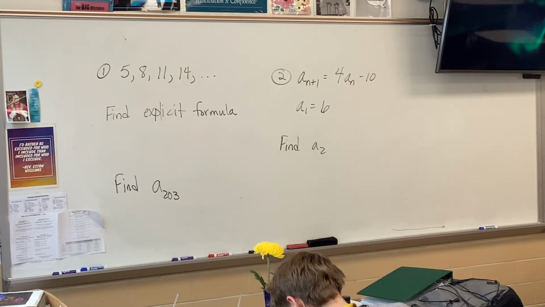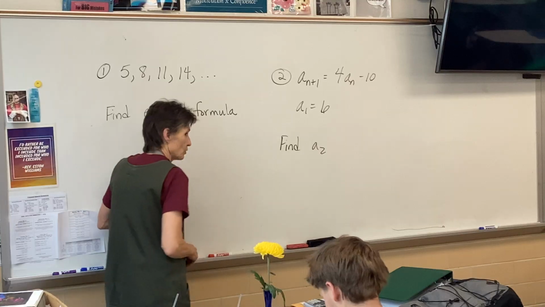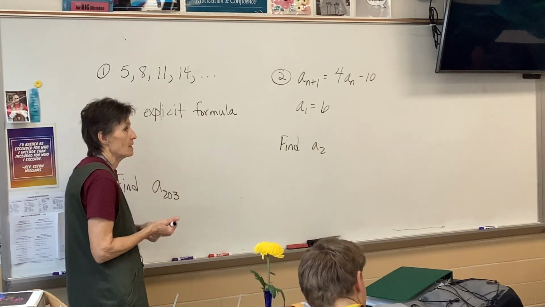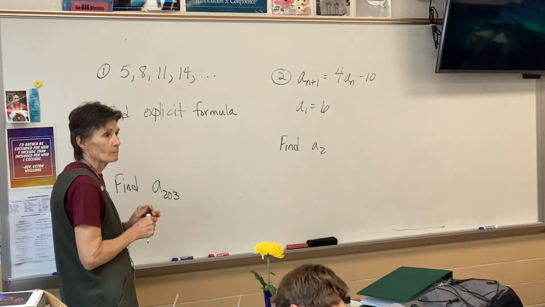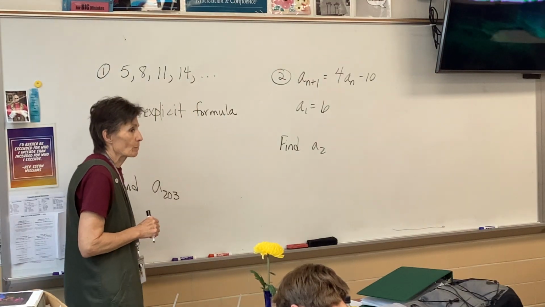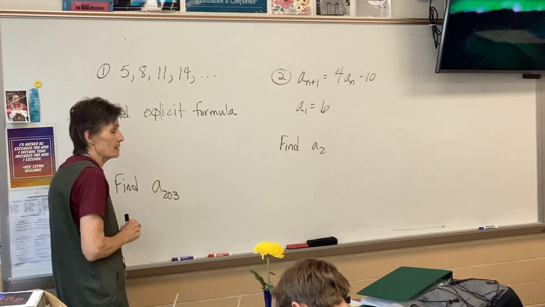Okay, so the question says, find an explicit formula and then find the 203rd term. That's what this means, the 203rd term in that list. So what kind of a sequence do we have? Arithmetic. So we have a difference of 3.